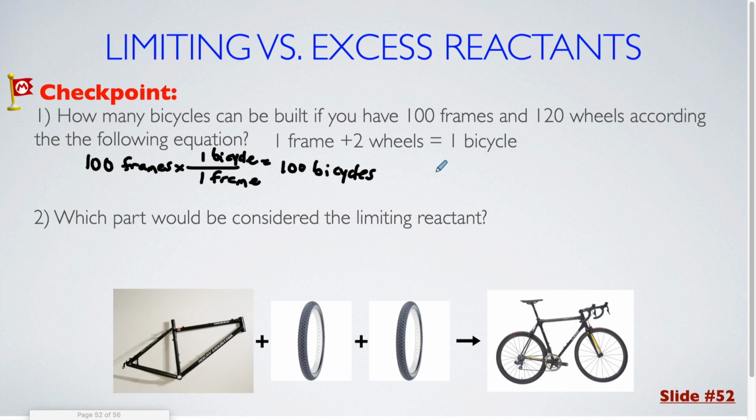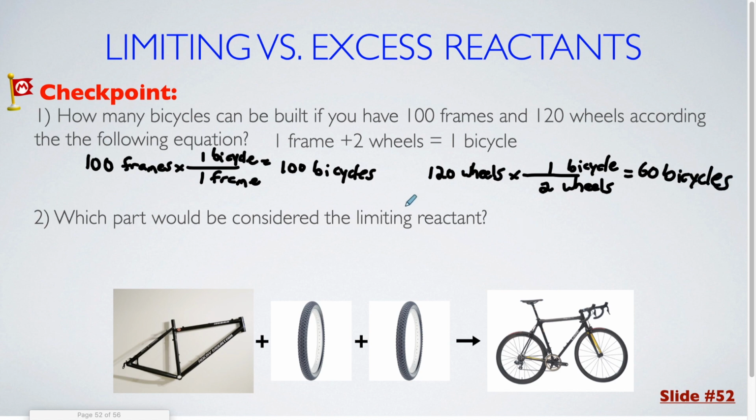Now, what if I started with the wheels? So I have 120 wheels, and I have more than enough frames. For a bicycle, I know that I need 2 wheels. So 2 wheels for every 1 bicycle. That means that I would only be able to make 60 bicycles. Whichever one of these 2 ingredients can make less product, which would be this one, that must be your limiting reactant. So the limiting reactant in this one would be the wheels.